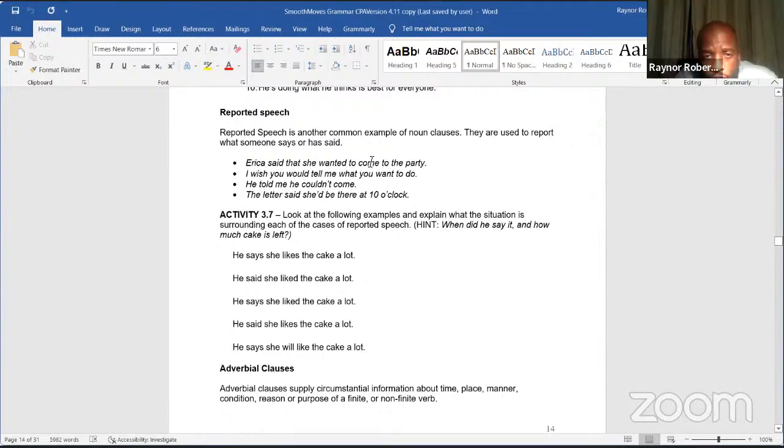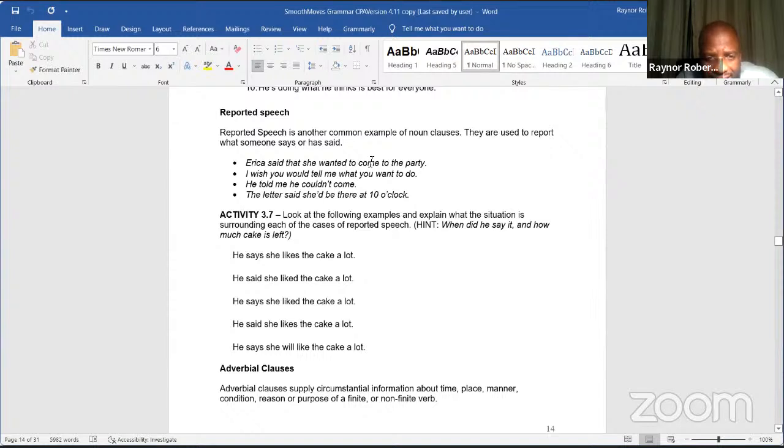Now, if it was a direct quote, then we would put quotes if she actually said those words exactly. But here, she might not have said those words exactly, so we're not quoting it. All right. Activity 3.7, look at the following examples and explain what the situation is surrounding each of the cases of reported speech. Hint, when did he say it and how much cake is left? So let's look at this.